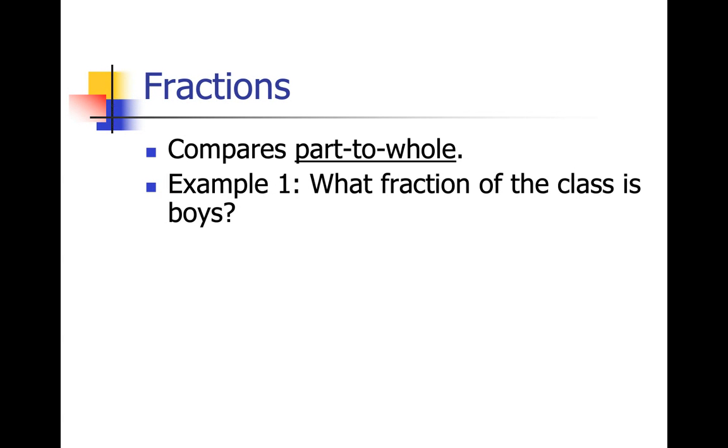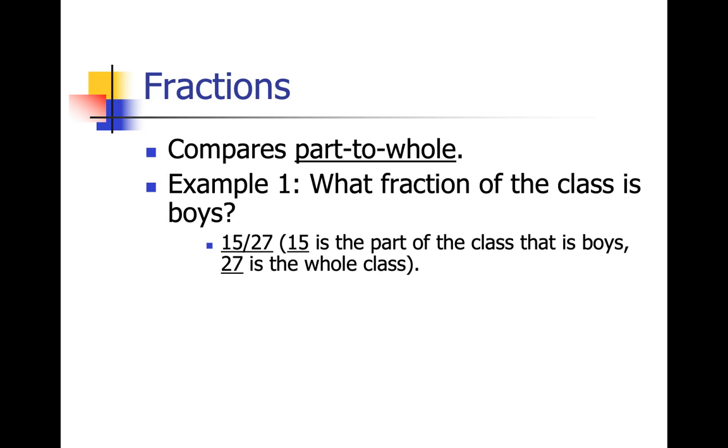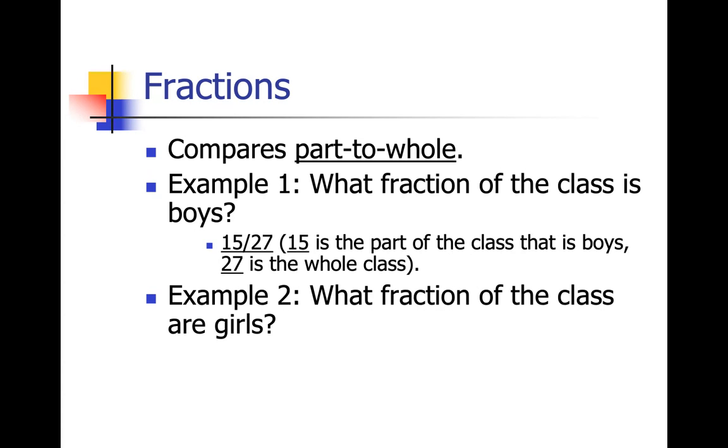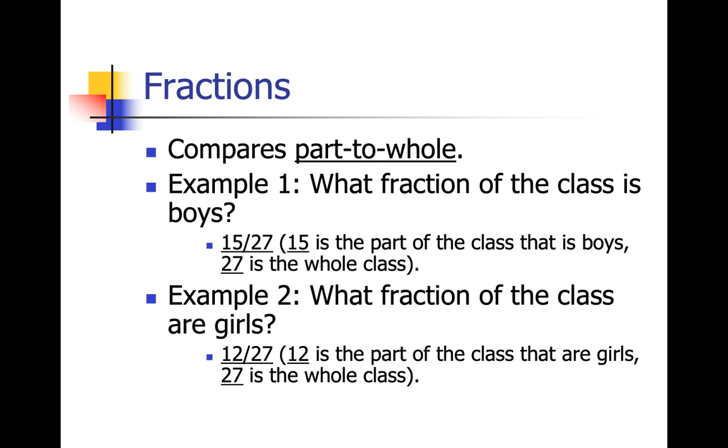So if I ask you what fraction of the class is comprised of boys, you would have told me 15 out of 27. 15 is the part, and 27 is the whole. Again, if I ask what fraction of the class is comprised of girls, then you're going to tell me that it's 12 out of 27, right?